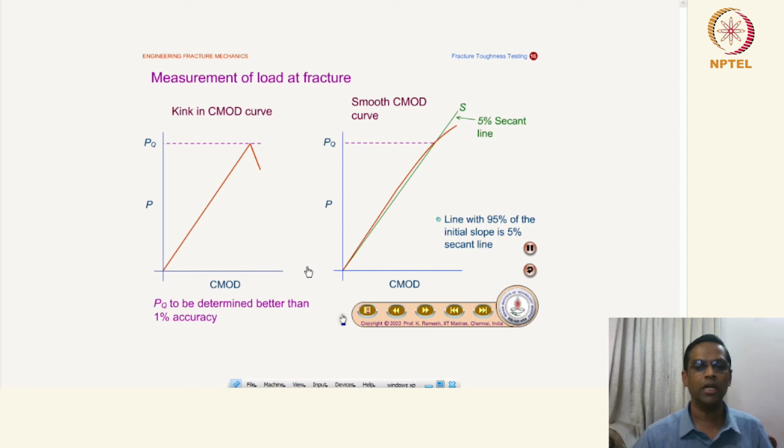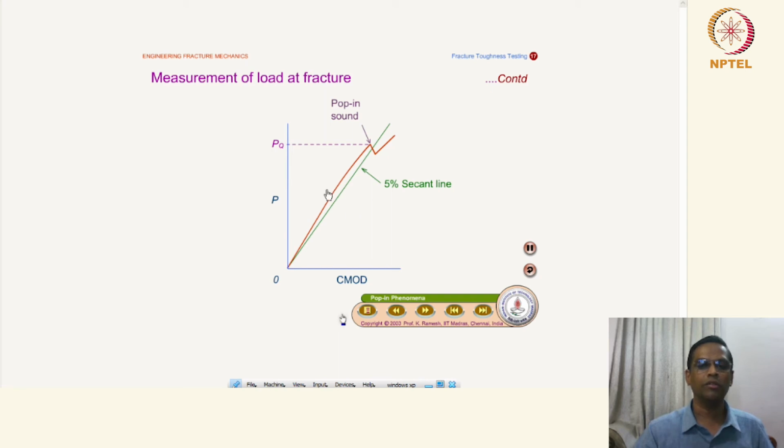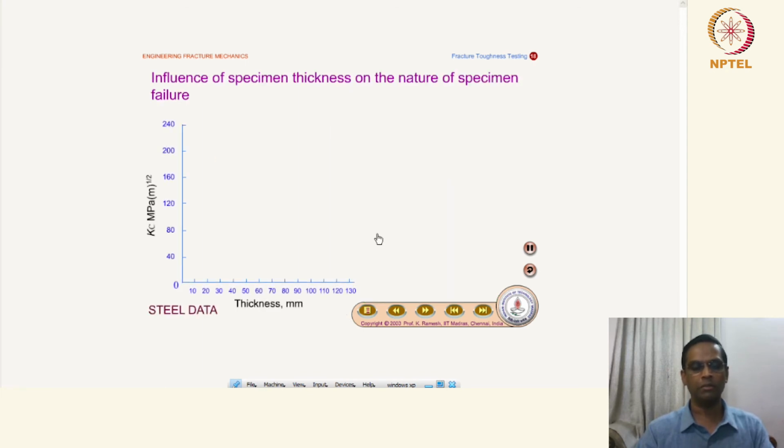We will see that some of the load versus displacement curves also have an in-between step or a kink, you can call it. Then there is also the pop-in phenomenon. In this case also, you have to take the 5% secant line to get the PQ value. This kind of load displacement data one normally obtains in medium thickness specimens. Between the extreme thin specimen and the thick specimen, you will get the pop-in phenomenon.